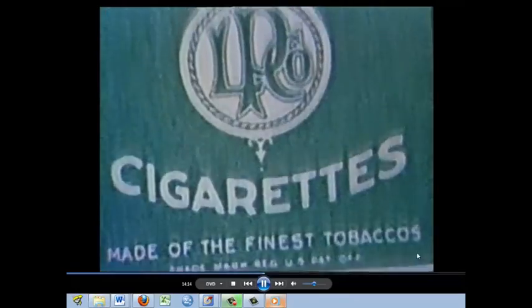A good share of the doctors were smokers. They didn't believe this, and it was very difficult to convince people that this was doing damage to them because they felt that they were getting pleasure from smoking.